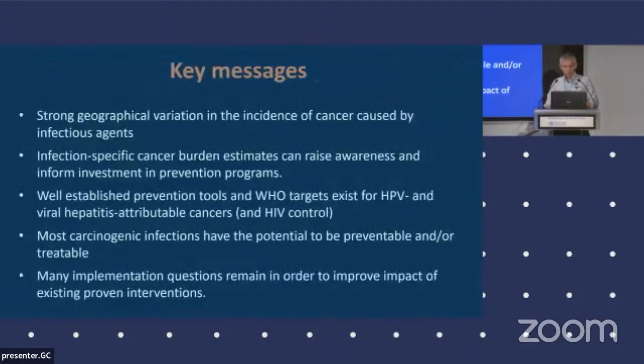So my key messages from this talk are, I hope I have convinced you, that there are strong geographical variations in the incidence of cancers caused by infectious agents. These burden estimates can help raise awareness and inform investment in prevention programs. We do have well-established prevention tools now, and even WHO targets for prevention of HPV and hepatitis-related cancers, and indeed HIV control. And even other carcinogenic infections have the potential to be preventable and treatable if we develop the tools.